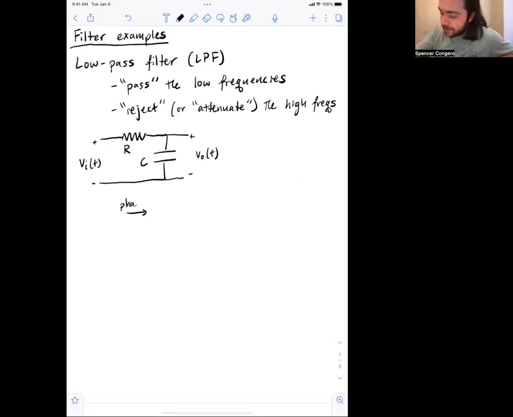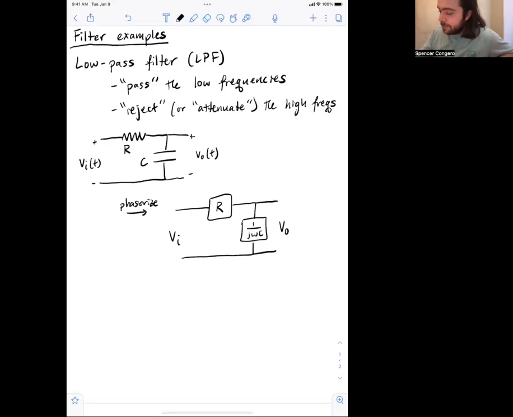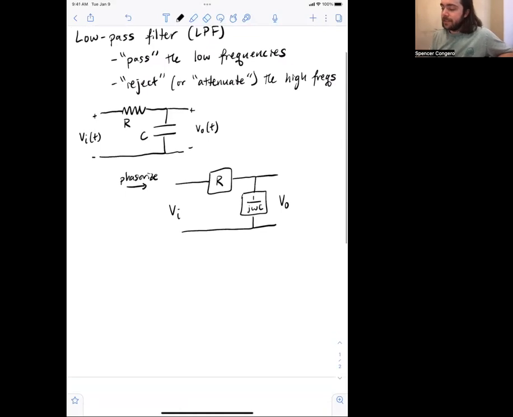So I'm going to phasorize. And what do we get? Well, we get our phasorized version of our resistor. The impedance of the resistor is just R. Capacitor impedance is 1 over j omega C. Our input phasor is V sub I, and our output phasor is V sub O. Okay, so that's our general phasorized picture.